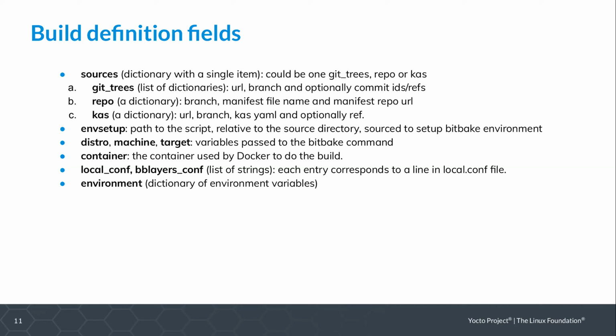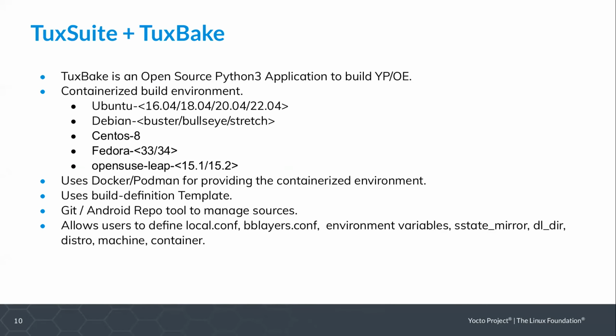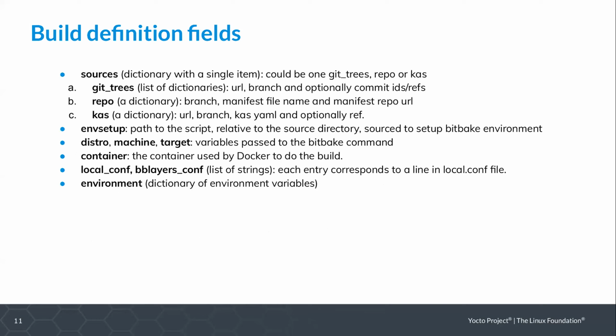env setup is the path to the script, relative to the source directory, which will set up your Bitbake environment. You can specify distro, machine, and targets in this build definition file. The container is basically any one of these that are mentioned here. And you can describe your local conf, BB layer conf, as well as environment variables. The idea with these containers is that you'll have the flexibility to validate your distro builds across different containers, across different host OSs, to know if there's any breakage on a different build machine.